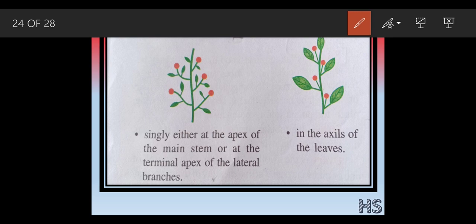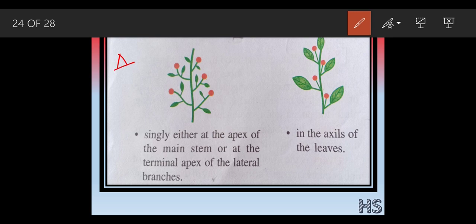See, suppose we are going to take a plant. Okay, this is A and suppose this is P. Let's understand the different arrangement of the flowers on it. See, singly, either at the apex of the main stem or at the terminal apex of the lateral branches. Let's understand one by one.